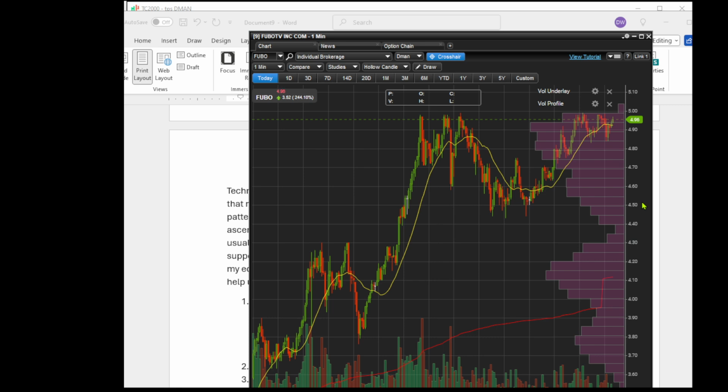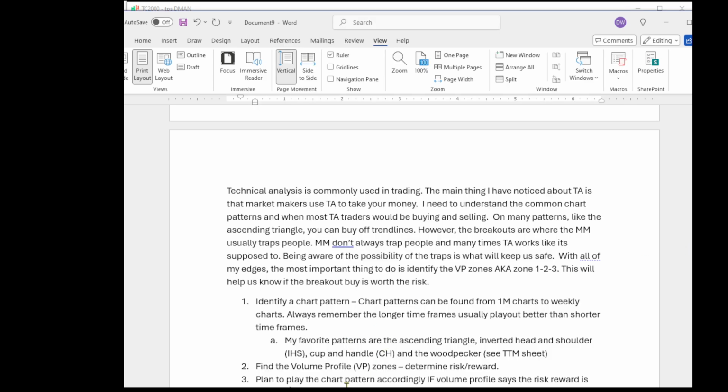So now I need to put that into words. So you guys help me do that. So if volume says the play is worth it, always find the chart's broken level and use that as risk. Is that clear?